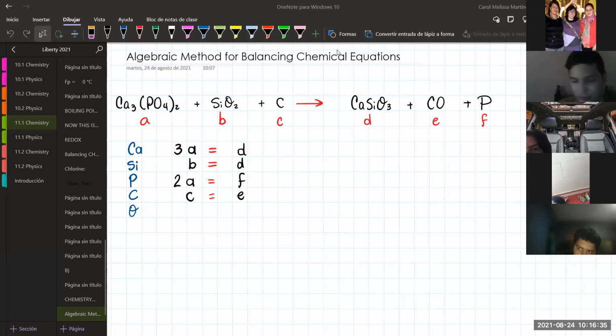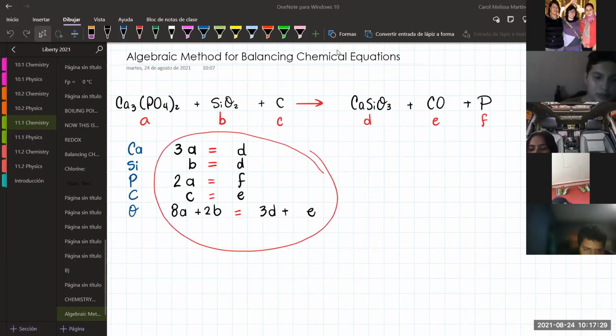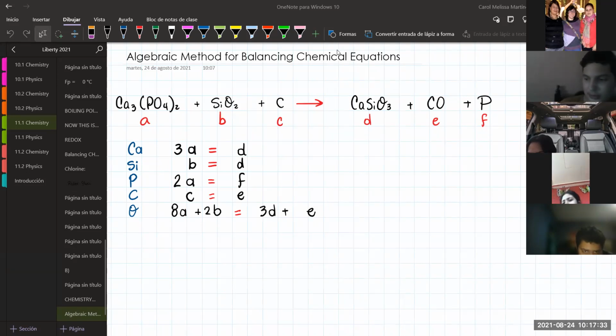Now oxygen. That's why we leave oxygen for the very last step, because you will see that the equation for oxygen is the one that is going to be more complex. So how many oxygens do I have in the reactants? It's 8A plus 2B. And in the products, I have how much? 3D plus 1E, and 1 as a coefficient can be totally ignored. So what we have over here, as you can see, are equations, and because these are equations, we're going to work like we used to work in math.